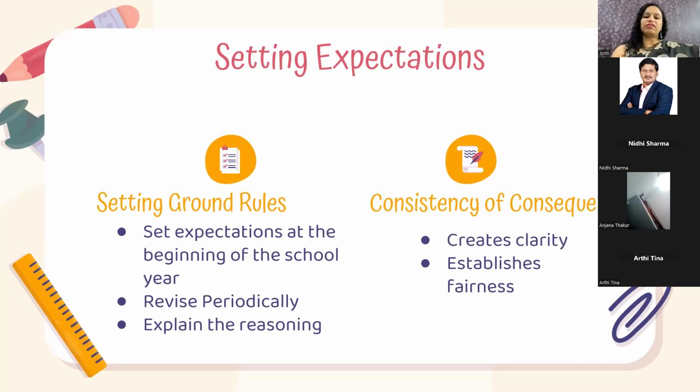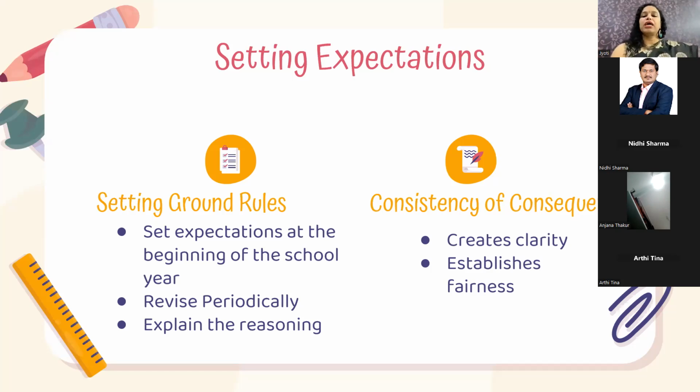Okay, coming to consistency of consequences. Remember, we set the expectations, but if those expectations are not met, what happens then? What are the rewards? What are the punishments? Make sure that you discuss this at the beginning itself. It creates clarity, but then also stick to what you said. Otherwise, there is this notion that the teacher keeps saying, but she doesn't really follow through with whatever she says.